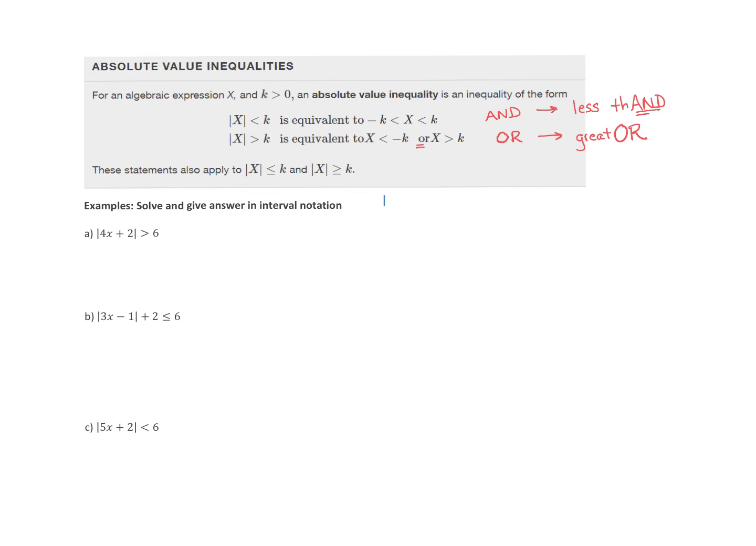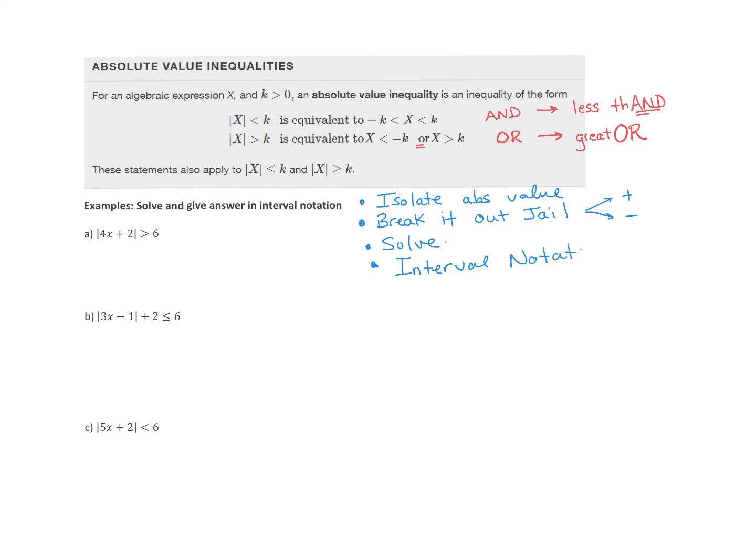We first need to isolate the absolute value. The next thing we have to do is break it out of jail. That's what I say. Now, when you leave jail, you have an option to be good or bad. So that's how we're going to break this out. And then we're going to solve, and then we're going to give our answer in interval notation. So absolute value, you should be thinking of breaking it out of jail.